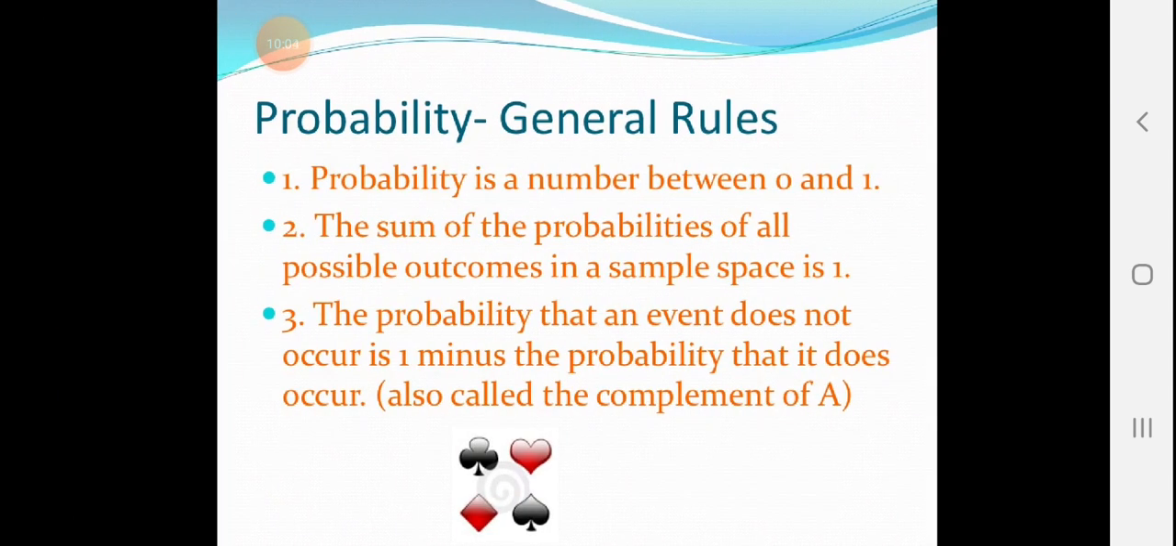General rules. Probability is a number between 0 and 1. The sum of probabilities of all possible outcomes in the sample space is going to be 1. You will never get an answer less than 0 or more than 1. If you get your answer negative or more than 1, that means your probability is wrong. The probability that an event does not occur is 1 minus the probability that it occurs, also called the complement of A.